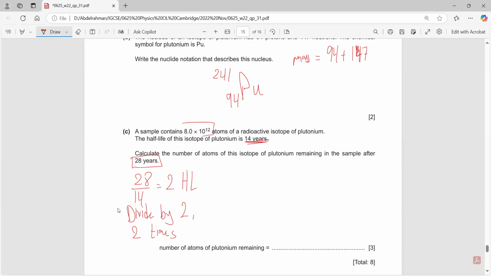The initial number that you have. So we will divide it by 2, 2 times. 8 times 10 to the power of 12 divided by 2 is 4, divided by 2 again is 2. So the remaining number of atoms is 2 times 10 to the power of 12 atoms. That is the remaining amount of atoms in this isotope.